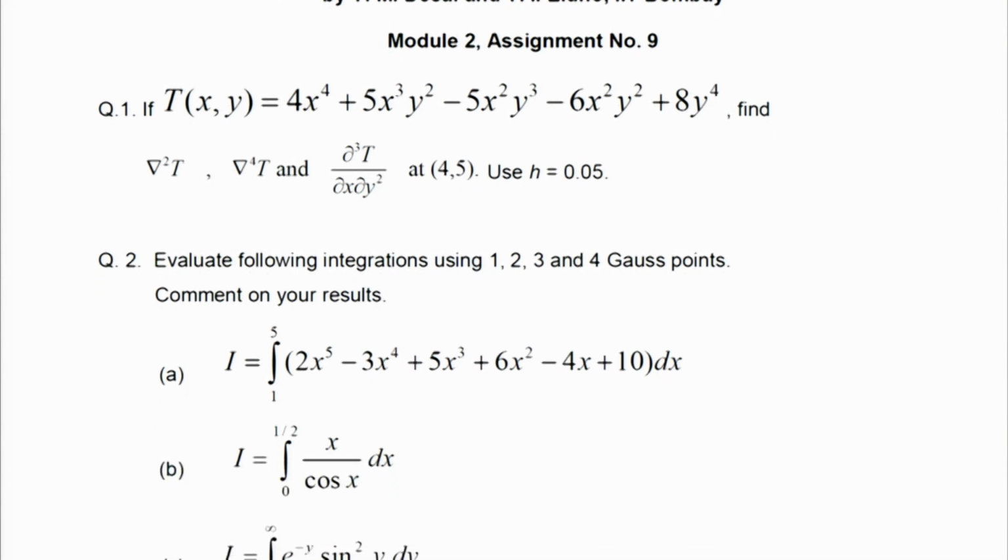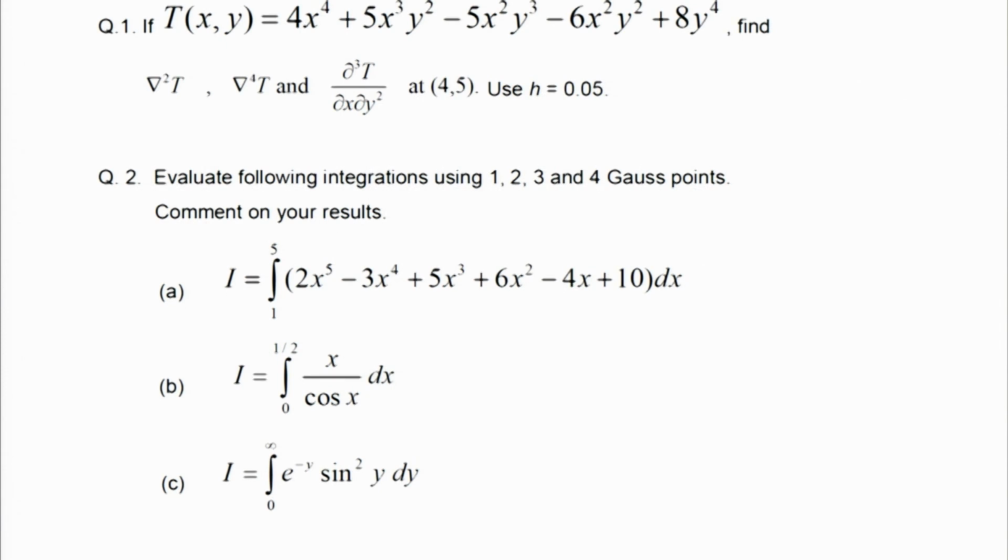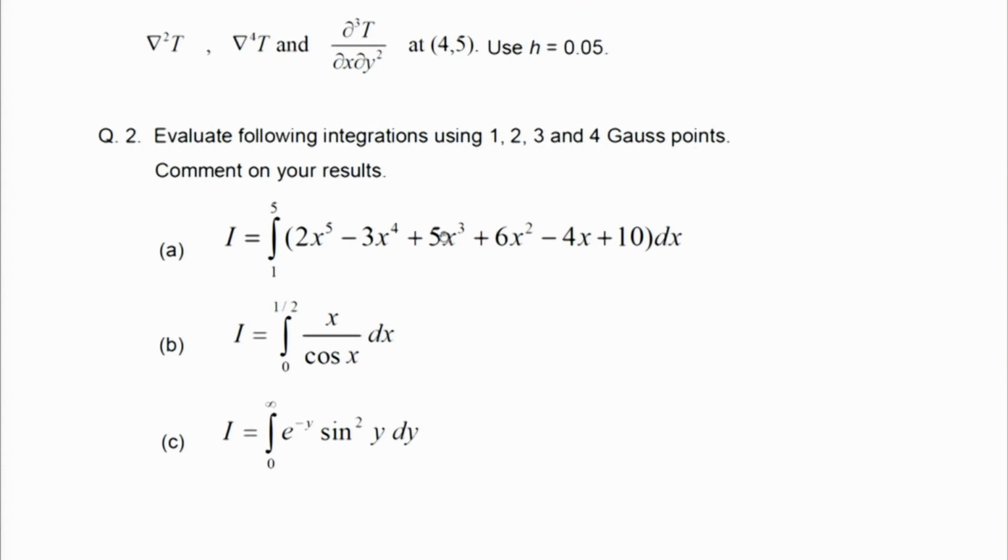Question 2 pertains to numerical integration. A and B are straightforward. You have to first of all convert these expressions in terms of transform space from -1 to +1 and do the integration. You can easily guess that for the solution of part A, if you use 3 or more Gauss points, you will get the exact value of integration.